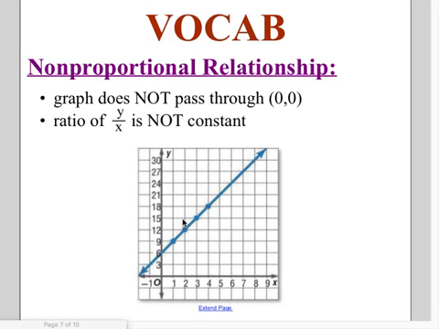The other type of relationship that we're looking at is the non-proportional relationships. These are the linear graphs that do not go through 0, 0. So if we're looking up top here, 0, 0 does not touch the line. Another way to indicate this is the ratio of y over x is not constant. So looking at this first point, I have 9 over 1, which is equal to 9. Our second point is 12 over 2, which is equal to 6. So we can already see that our ratio is not constant.